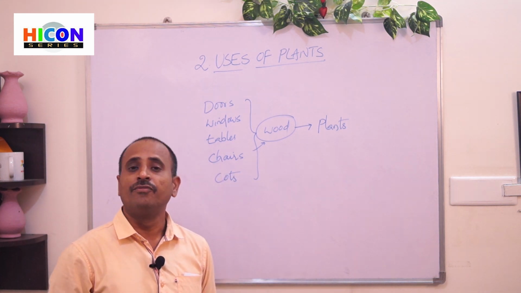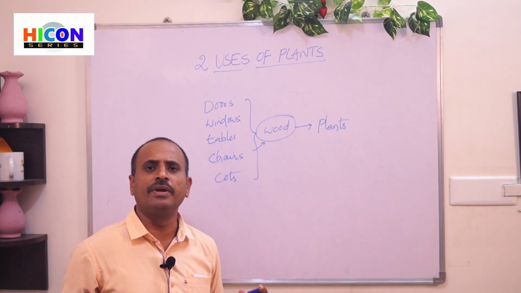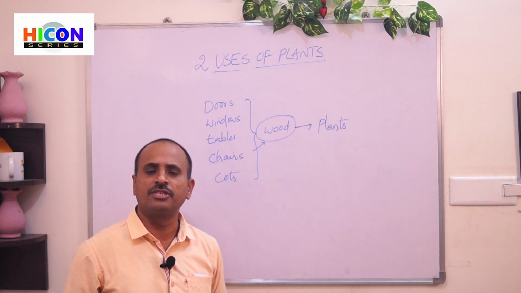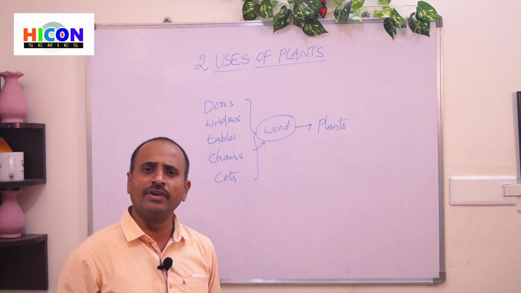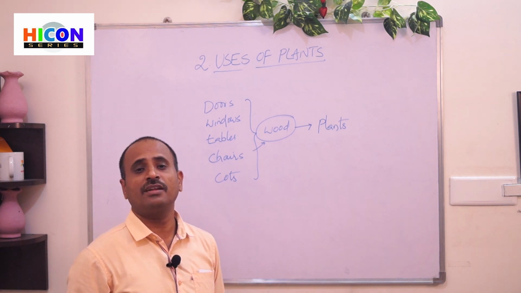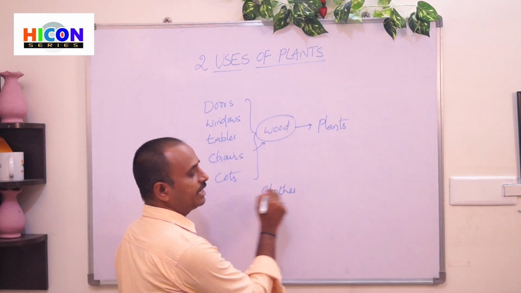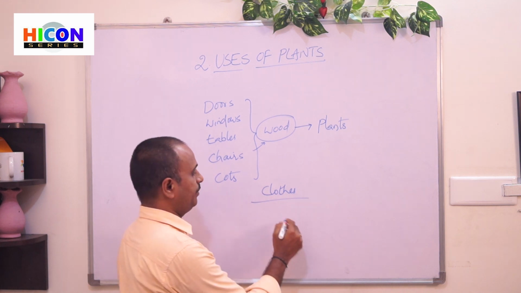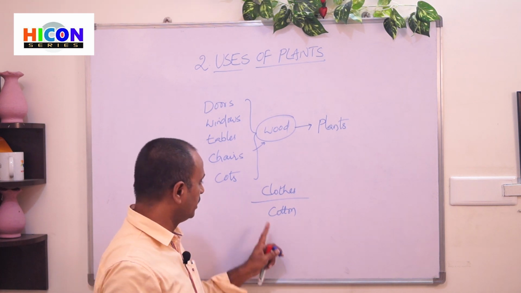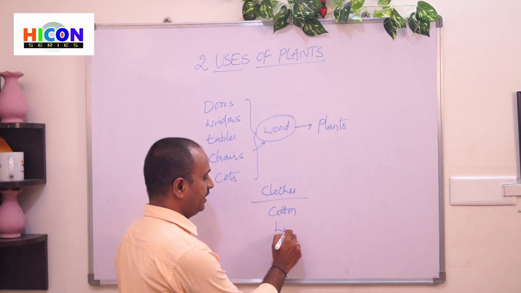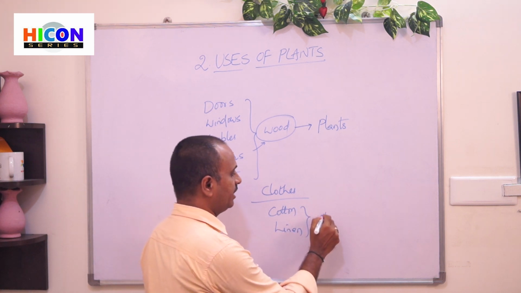In the same way, we wear different types of clothes every day, and some clothes are made up of cotton, and some clothes are made up of linen. From where do we get the cotton and from where do we get linen? The cotton and linen are obtained from the plants. Among different types of clothes, we wear some cotton clothes, especially in summer days. We wear cotton clothes and linen clothes. From where do we get cotton and linen? Again we get them from plants.